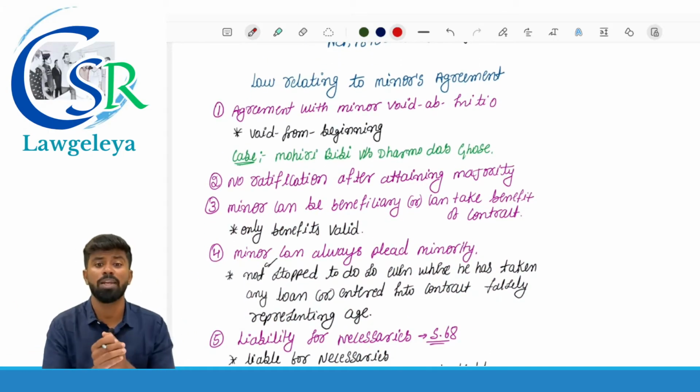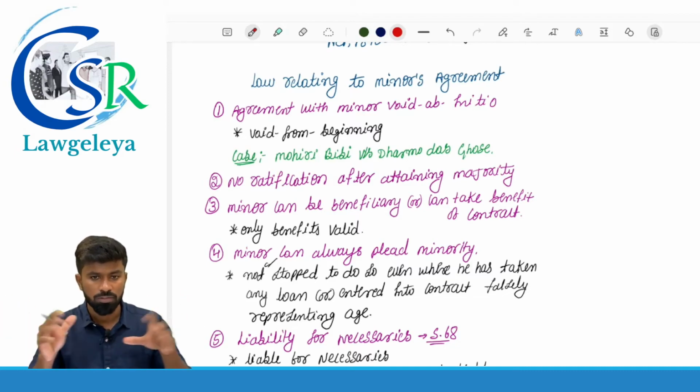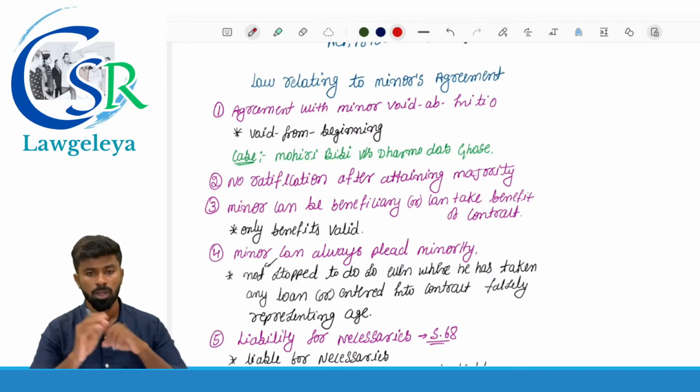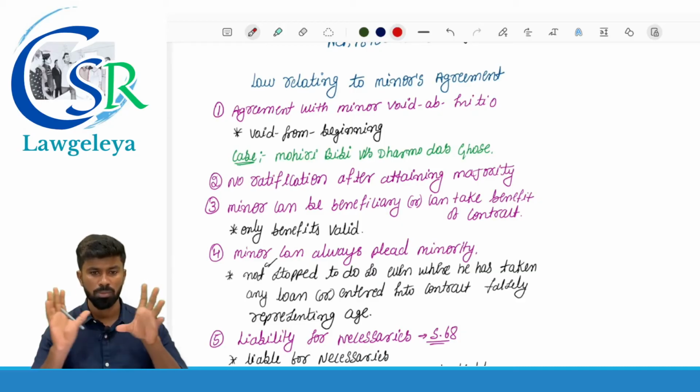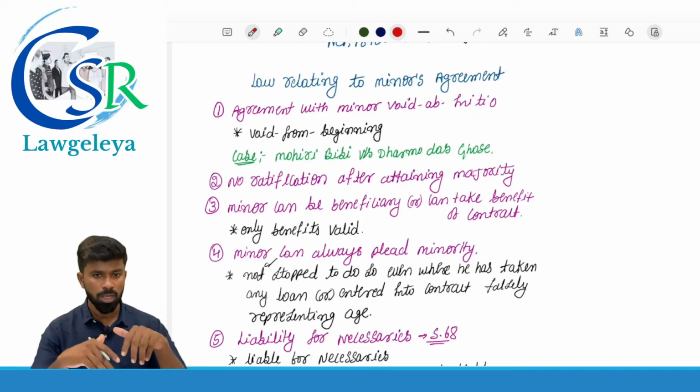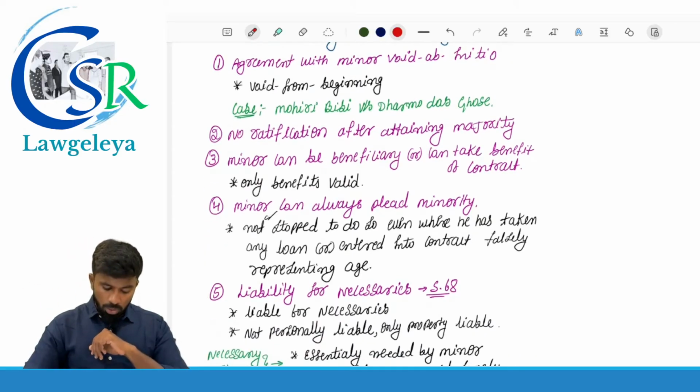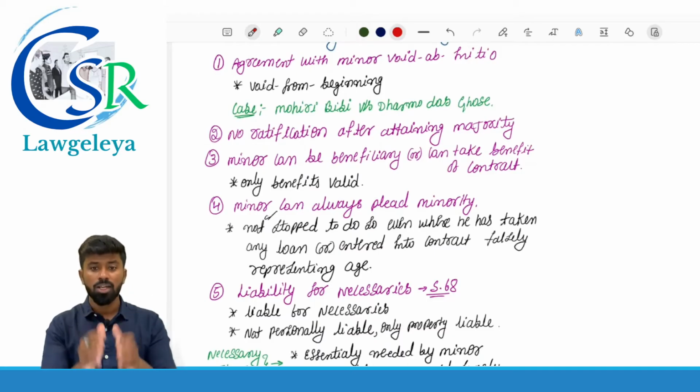Law with respect to minors agreement. Any agreement with minor is what? Void ab initio, void from the beginning itself. For this, what is the case name? Mohiri Bibi versus Dharmadas Ghosh. Remember what case: deed by a minor in favor of a major. Agreement is void, not enforceable by law. Once void, always void. No ratification after attaining majority.